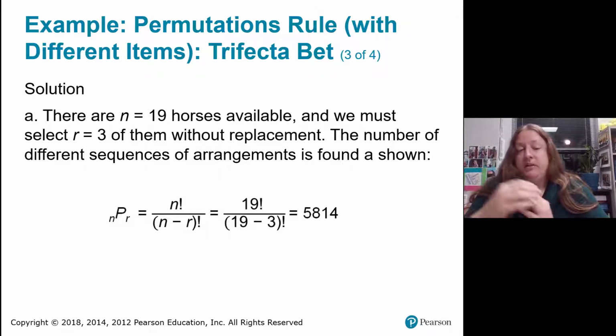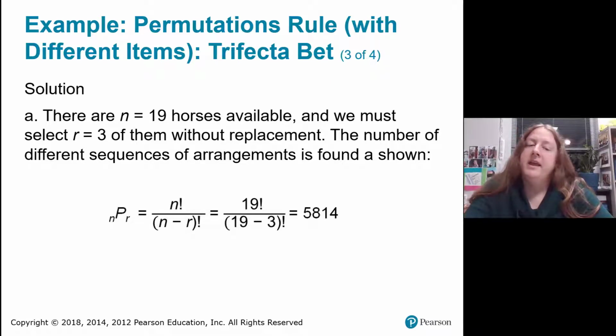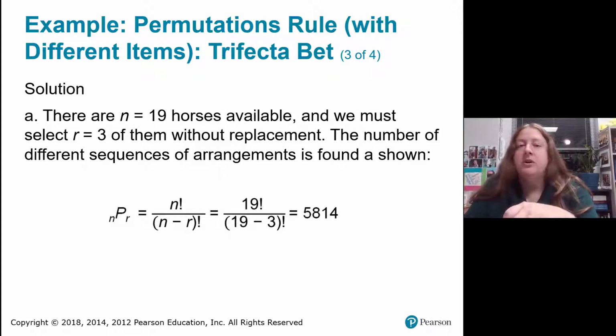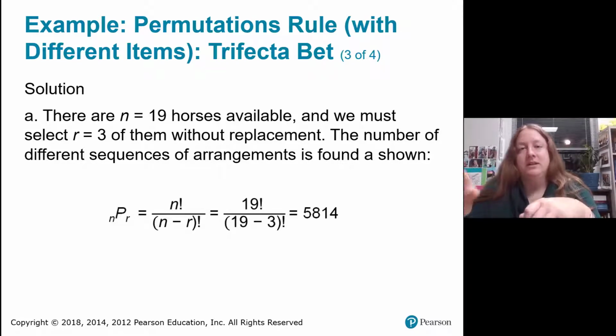Now, what's happening with our permutation rule here is we have 19 factorial, which is starting out with 19 times 18 times 17 times 16 and so on. And in our denominator, we have 19 minus 3 factorial. 19 minus 3 is 16 factorial. So what's happening is we're dividing by 16 and 15 and 14. So every number after 17 is getting canceled out in that multiplication and division.